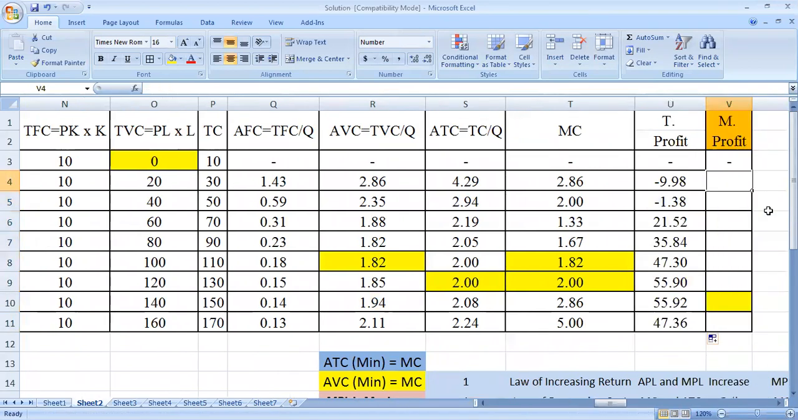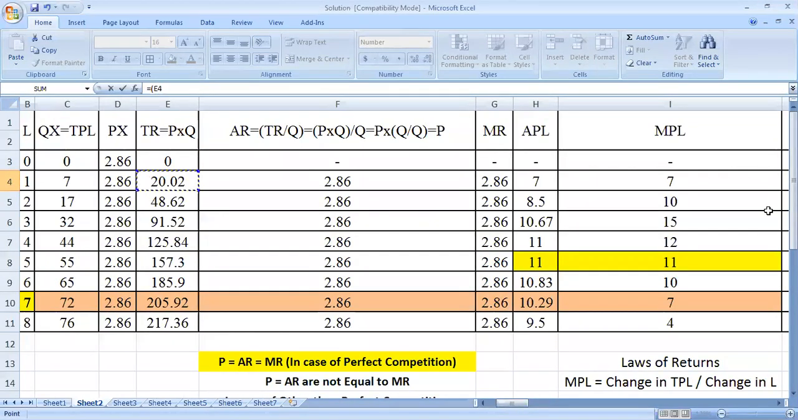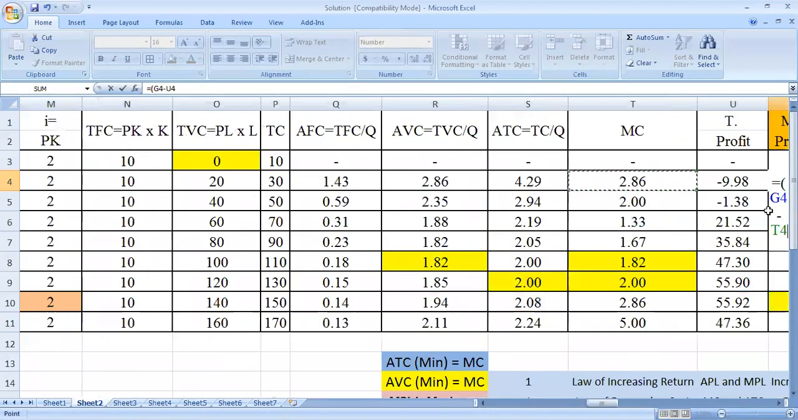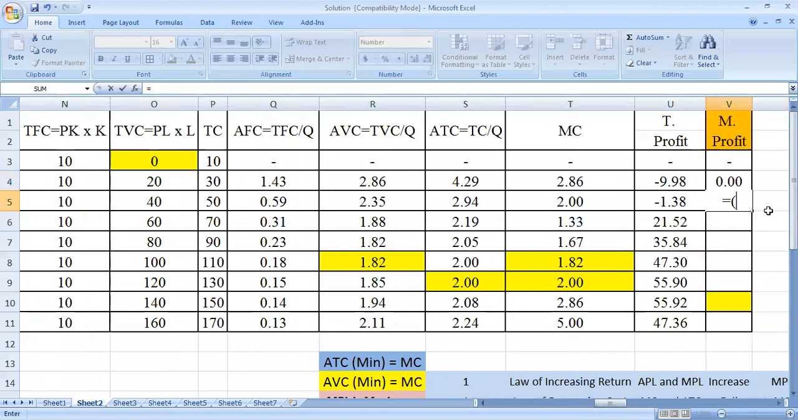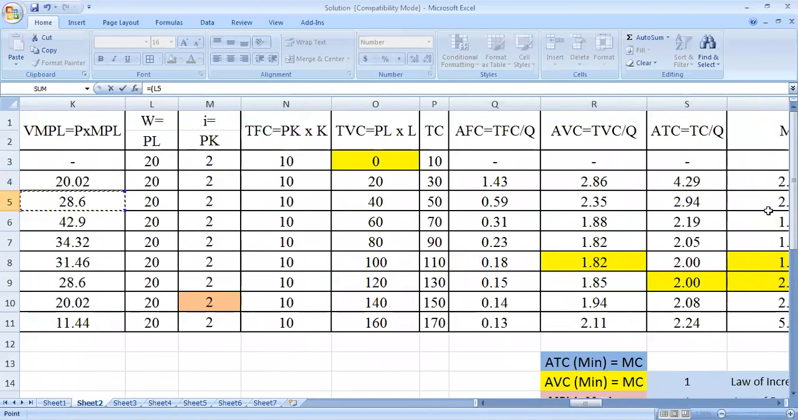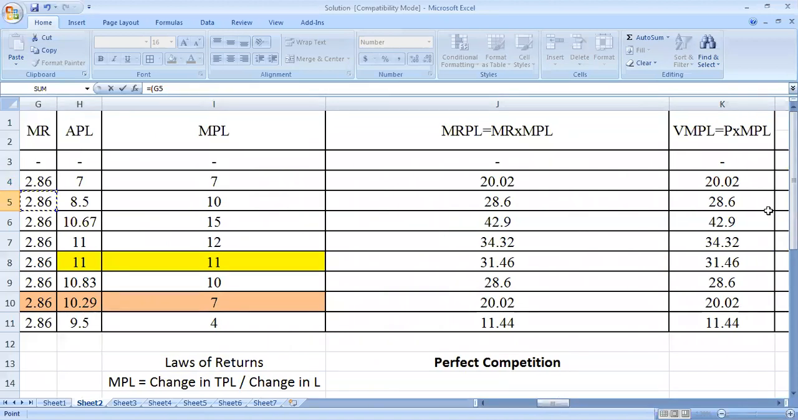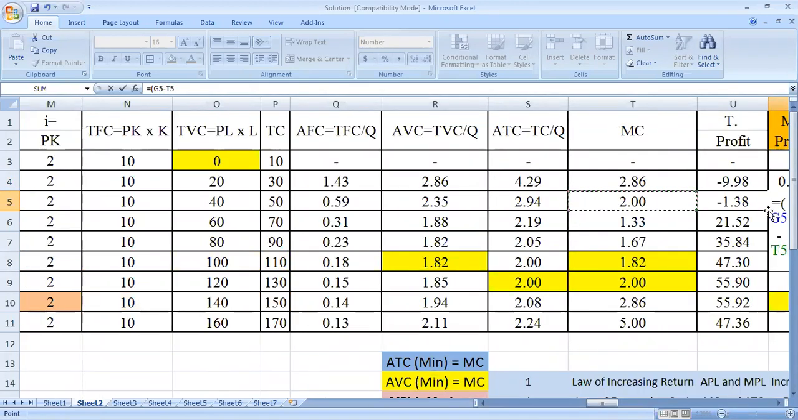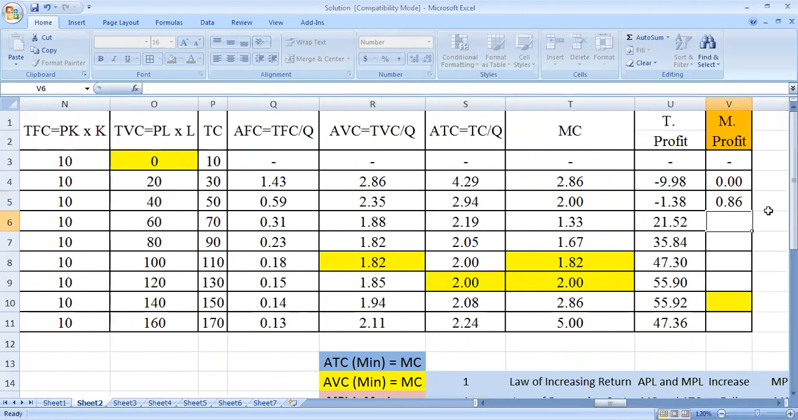Look at the column for marginal profit. Marginal profit is change in total profit divided by change in output. This is one formula. The other is that you need to subtract marginal cost from marginal revenue. We have marginal revenue 2.86 minus marginal cost 2.86, so the difference is 0. Then marginal revenue is 2.86 minus marginal cost is 2, so marginal profit is positive, and so on.